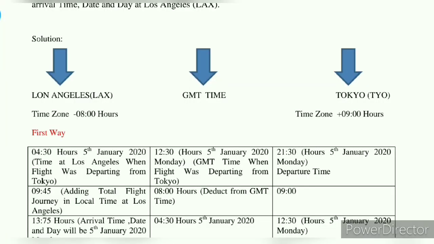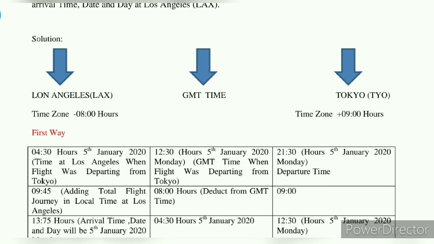Now we will solve the question. When the flight is taking departure from Tokyo, the time is 21 hours 30 minutes, that is the departure time, and we know that Tokyo is ahead of GMT because it is on the eastern side of the GMT. So basically the time at the GMT location, which is in London, will be behind the time of Tokyo. So the GMT time will be less than the time of Tokyo.